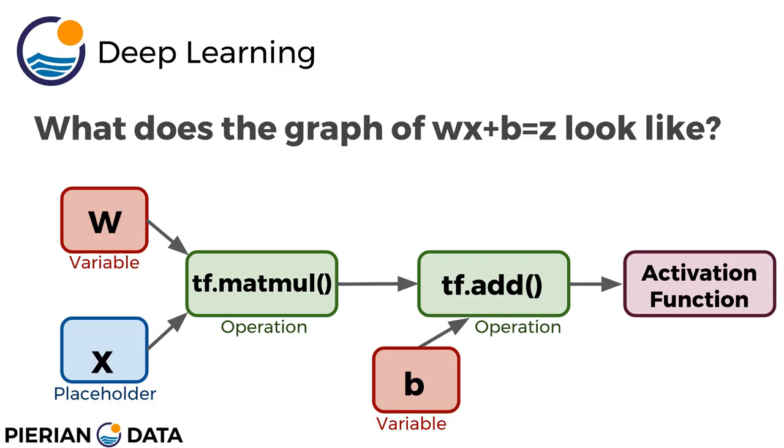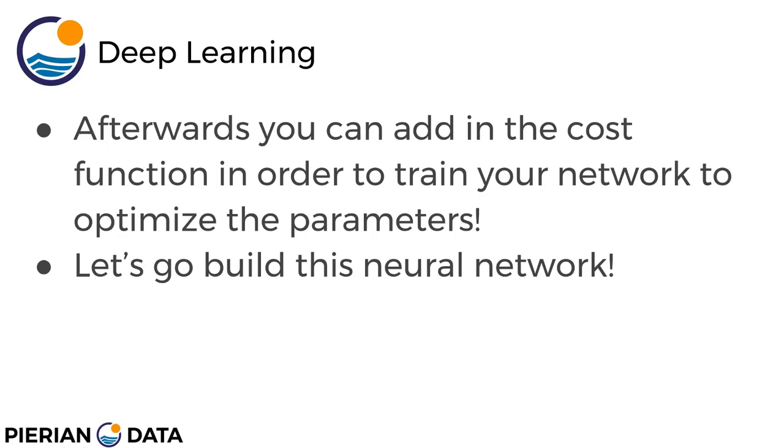Then we're going to have an operation, a matrix multiplication, and then to that result, we'll have another node in the graph, which is going to be another operation where we add in that b variable. Then we can pass it into an activation function, such as the sigmoid function. Afterwards, we can add in the cost function in order to train your network to optimize the parameters, such as that w term and that b term.